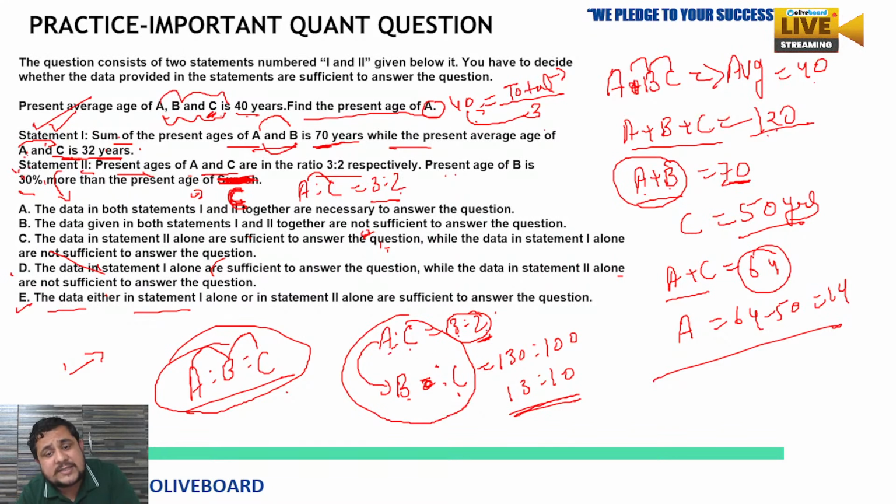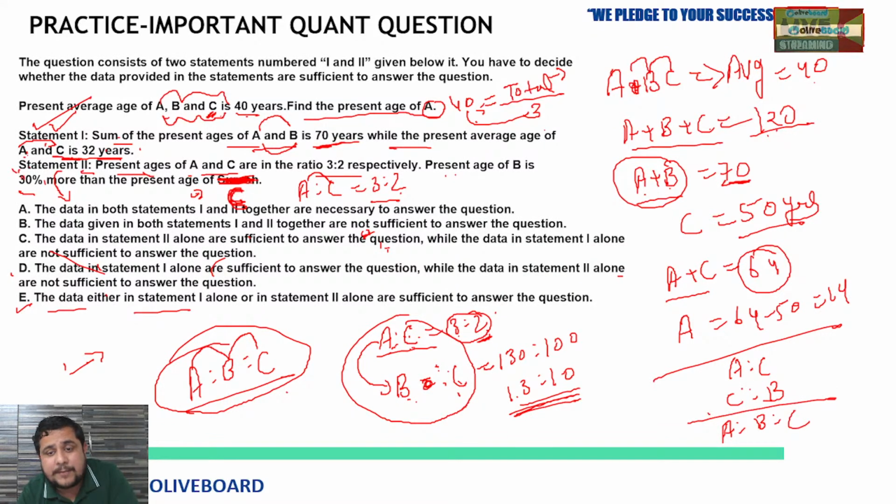Now A is to C is 3 is to 2, B is to C is 13 is to 10. So which one is common? Which person is common in these two ratios? So you will say C. C is common. Okay. So we can make A is to C and C is to B. So by this we will get what? A is to B is to C, the concept which I am telling you.